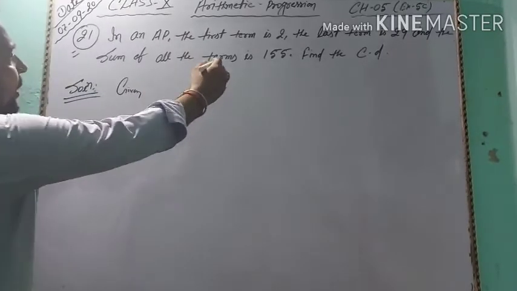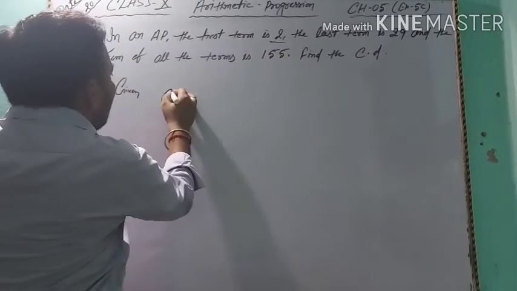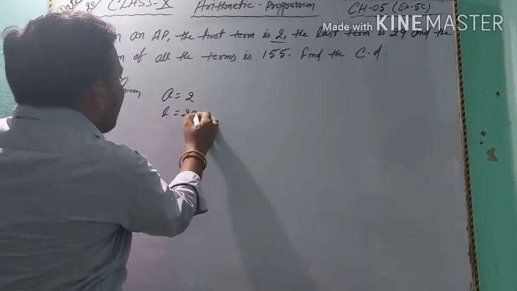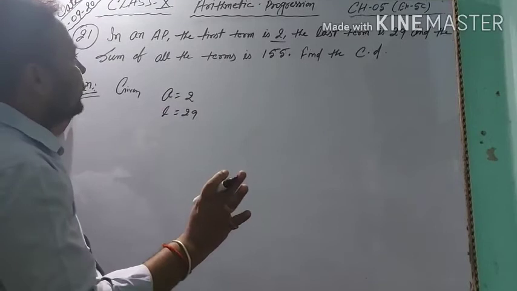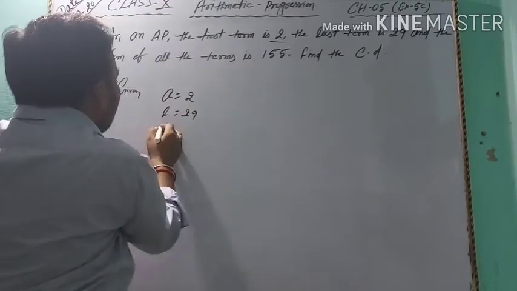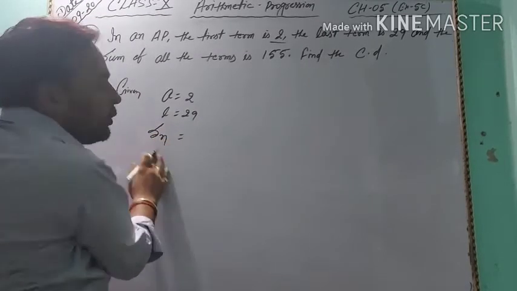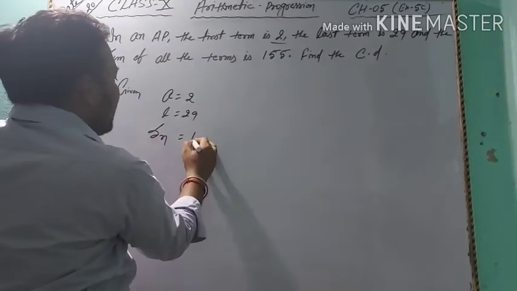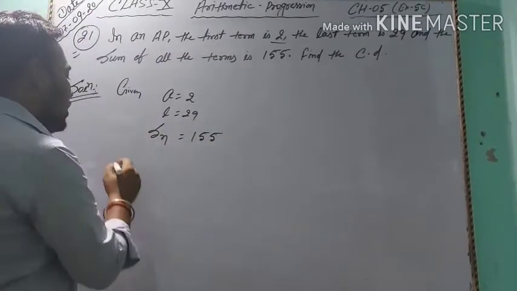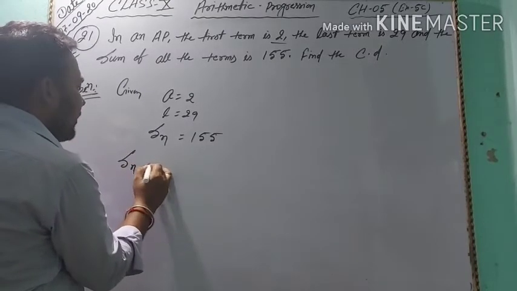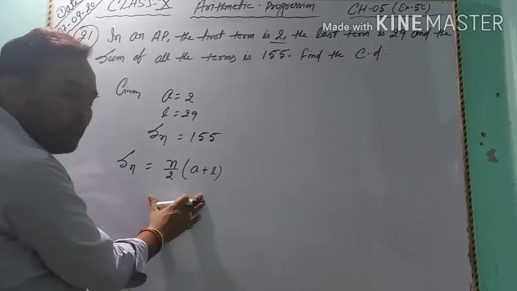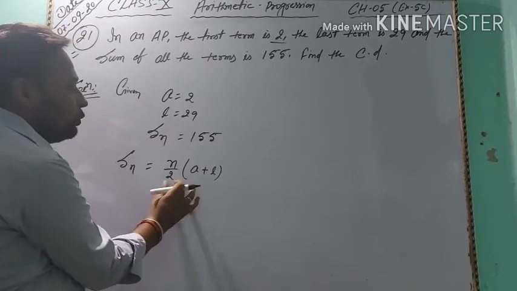Given the first term is 2, A equal to 2, and the last term is 29, L equal to 29. L and Tn both are the same. The sum of all the terms is 155. Find the common difference. So we know that the sum of n terms equals n by 2 into (a plus l). Using this formula.